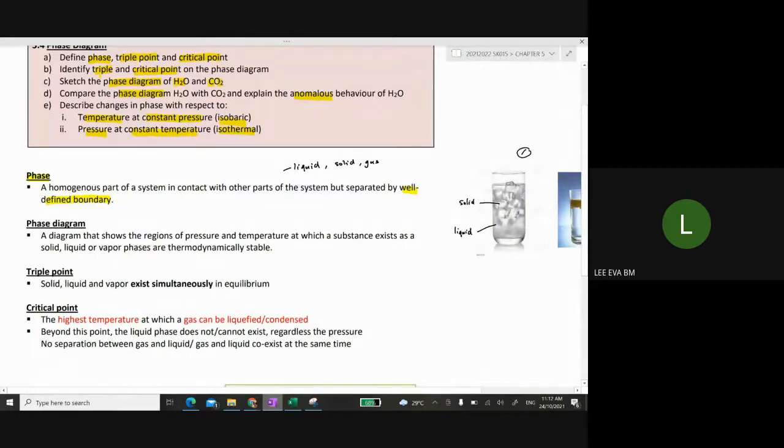Okay, so a phase diagram refers to the diagram which shows you the region of pressure and temperature at which one substance can exist as a solid, liquid, or vapor phase, thermodynamically stable. So inside this diagram, you can find the temperature and pressure for different phases of the substance. Vapor can also be said as a gas phase. So depends whether you want to write vapor or gas phase.